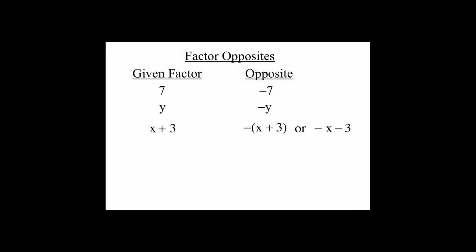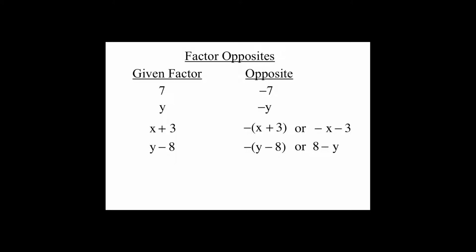All right, now factoring opposites. Let's look at a 7. The opposite of 7 would be a negative 7. The opposite of y would be negative y. The opposite of x plus 3 would be negative times the quantity of x plus 3, or negative x minus 3. The opposite of y minus 8 would be negative times the quantity of y minus 8, or negative y plus 8.